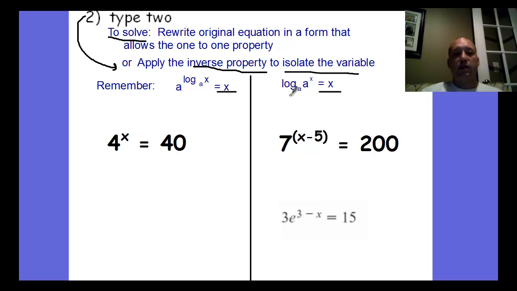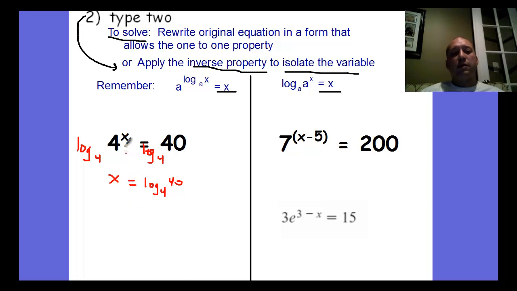And so we can look at this, is that this is 4 to the x power. So what's the inverse of that? It would be having both sides be log base 4 and log base 4. So if you do that to both sides, log base 4 of 4 to the x power is just x. That's going to equal log base 4 of 40. And then you can use change of base to actually evaluate that.